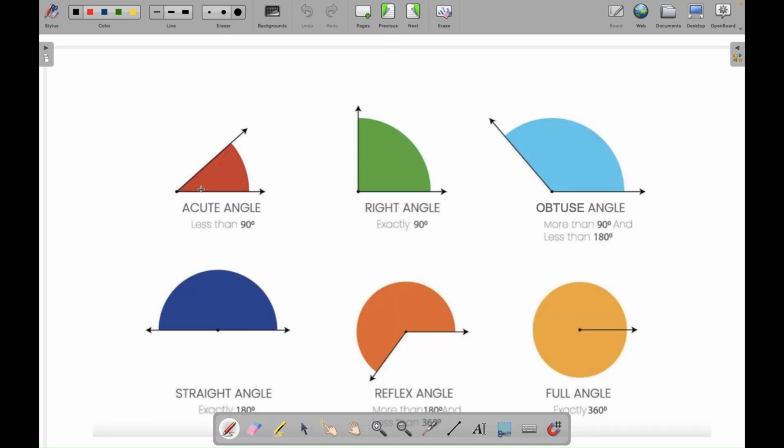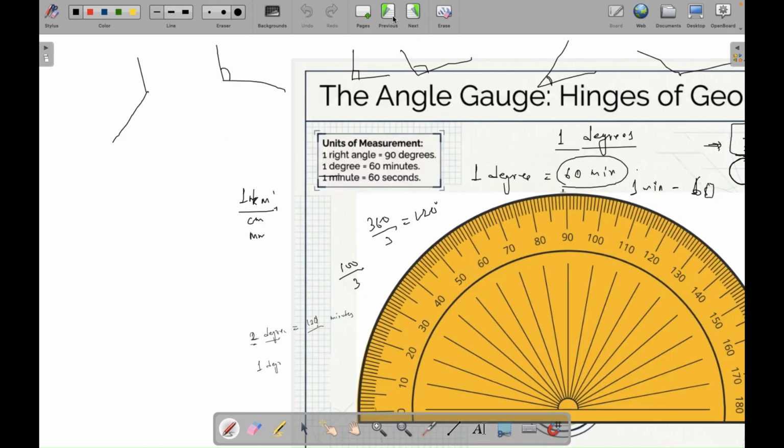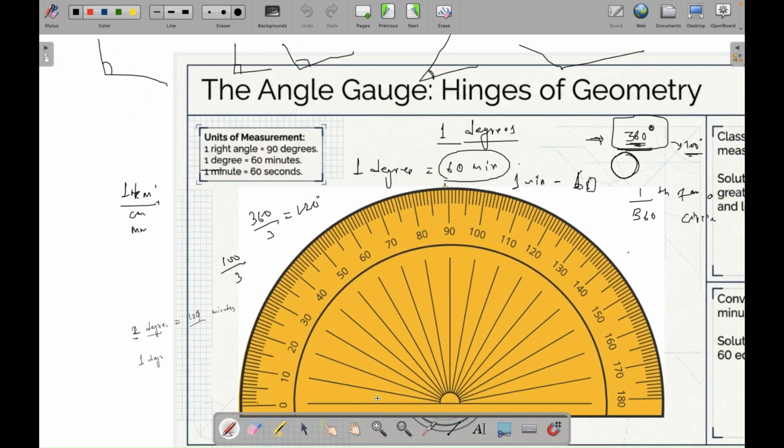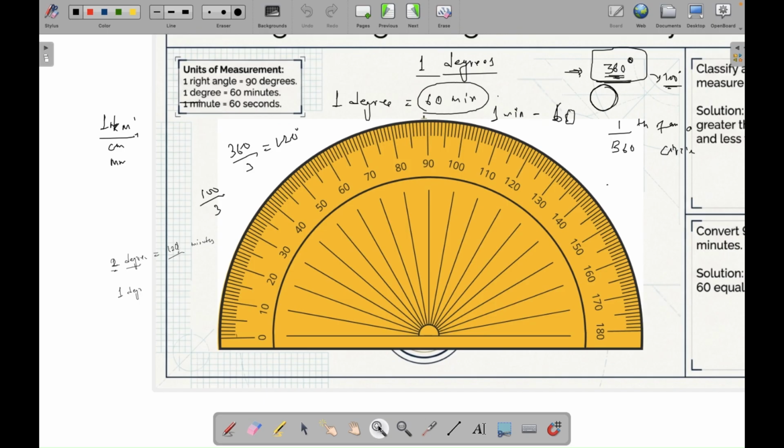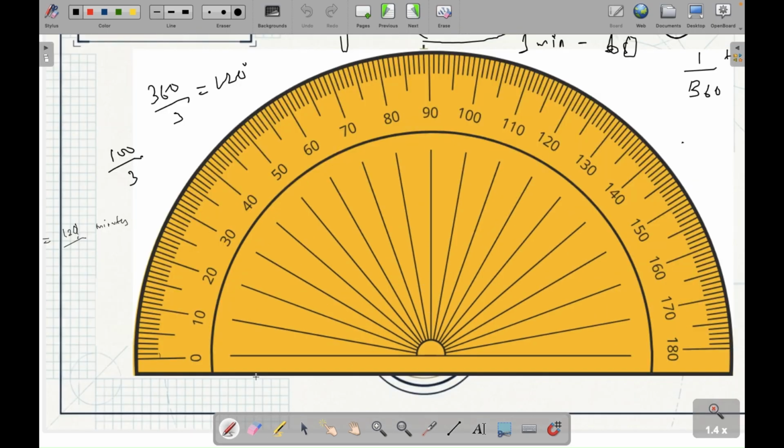We can classify angles based on the value that we get by measuring them. For example, this is one case wherein the angles are less than 90 degrees. 90 degrees means, if you just draw a line like this, and if you draw, let me use another color.